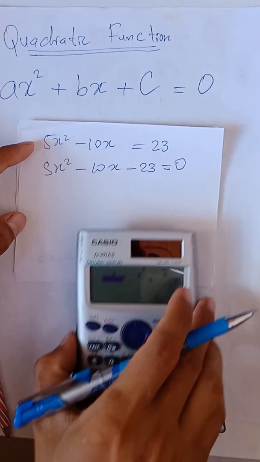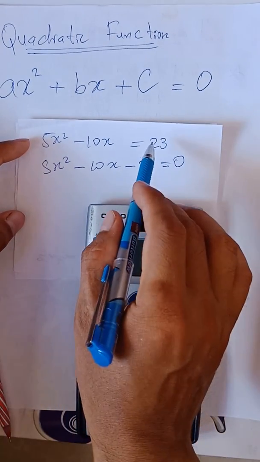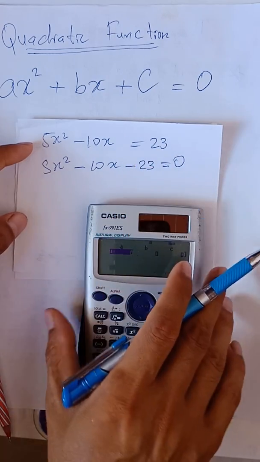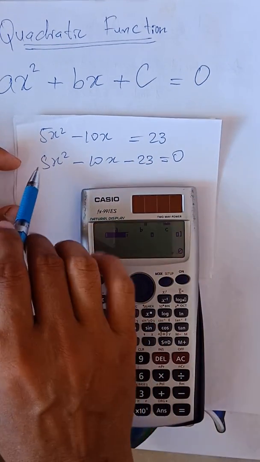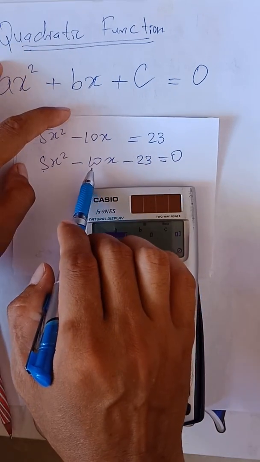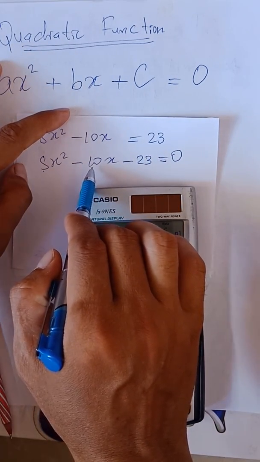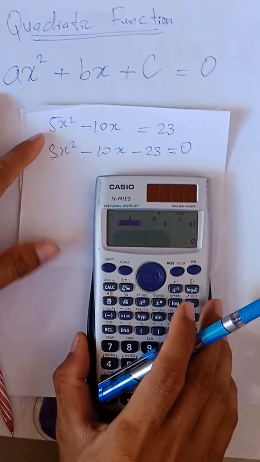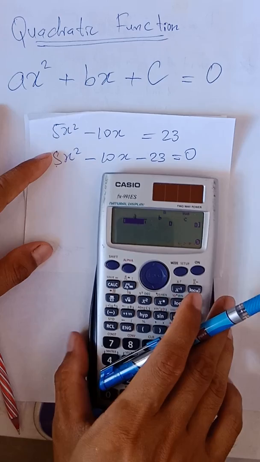That's the rule for transposing. You change sign when you move to the other side of the equal sign. Now you have the A 5, the B negative 10, and the C negative 23. Let's insert into our function.